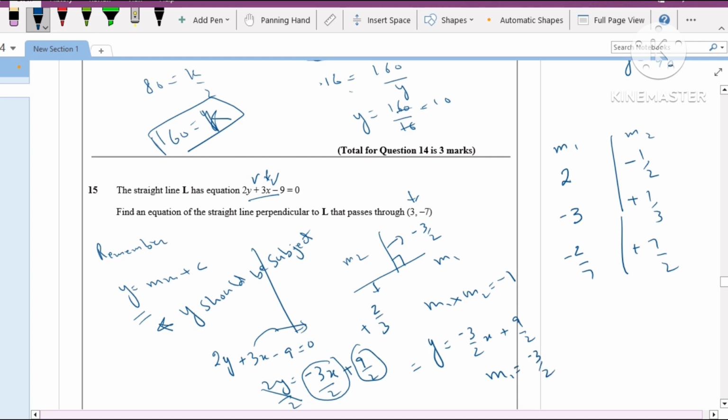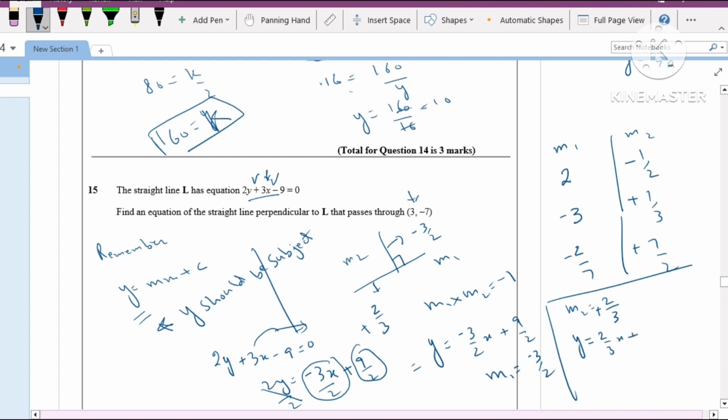So we are going to find the equation for the other line which is perpendicular to this line. So m2 should be the reciprocal of this with the opposite sign. This is minus, so that must be plus. This is 3 over 2, that must be 2 over 3. So this is the gradient for the line we're looking for. So y is equal to, m is 2 over 3, x plus c.